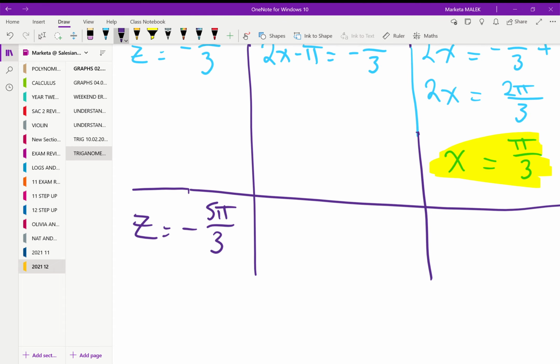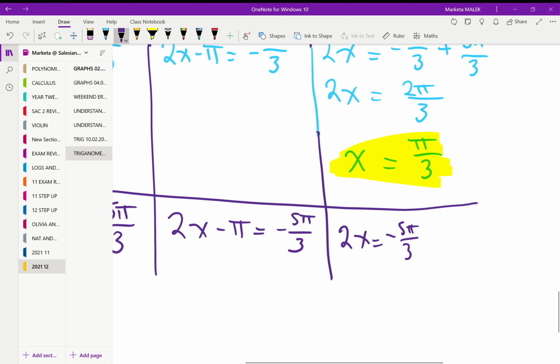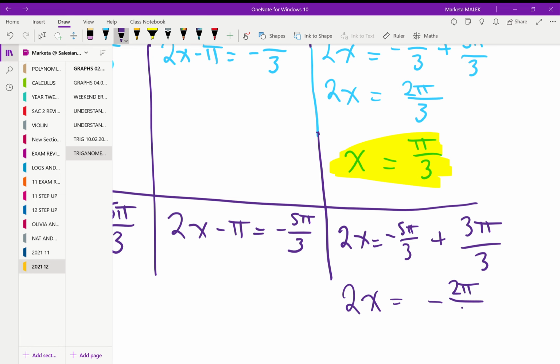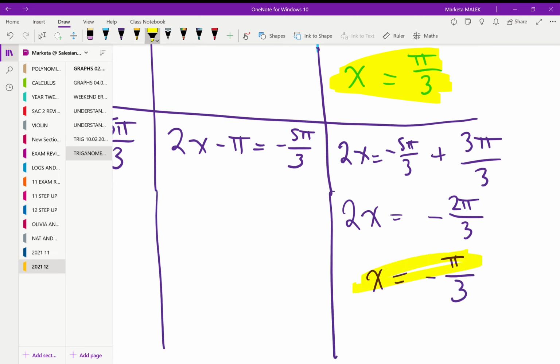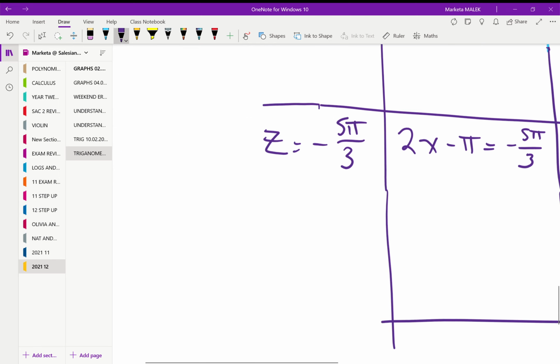And now we can undo it. 2x minus pi equals negative 5 pi on 3. So I'm going to add 3 pi on 3. 2x equals negative 5 pi on 3 plus 3 pi on 3, and this one will be negative. 2x equals negative 2 pi on 3. Divide by 2 on both sides. x equals negative pi on 3. So that also is within the domain. So let's highlight that, and let's go to the next one.